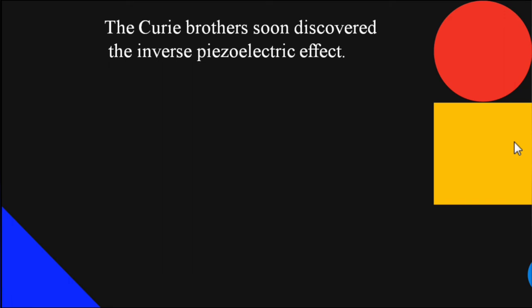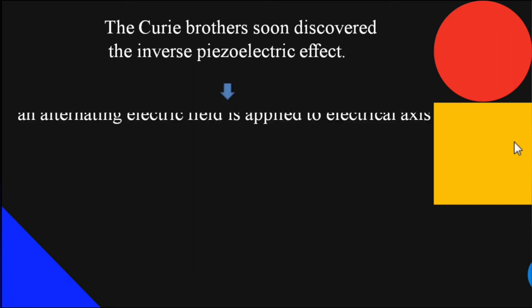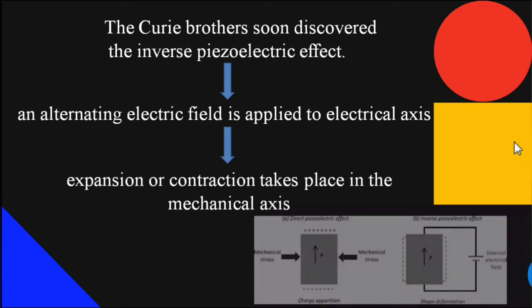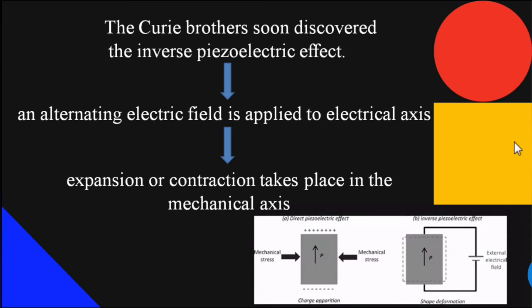The Curie brothers soon discovered the inverse piezoelectric effect. They verified that when an alternating electric field is applied to the electrical axis, expansion or contraction takes place in the mechanical axis, and this phenomenon is now known as inverse piezoelectric effect. So when you apply mechanical stress, charges are developed on the other two sides of the crystal, and when you apply an electric field, shape deformation takes place. Thus these crystals can both transmit as well as receive sound.